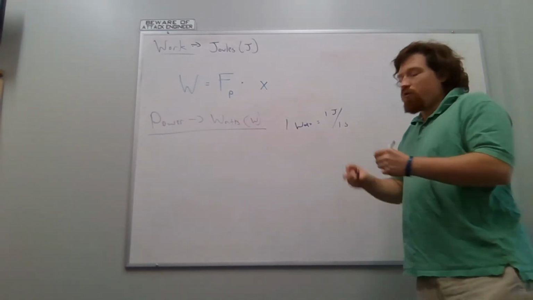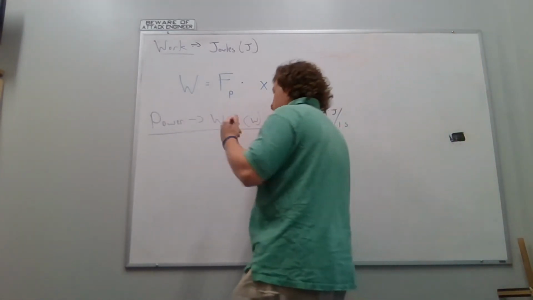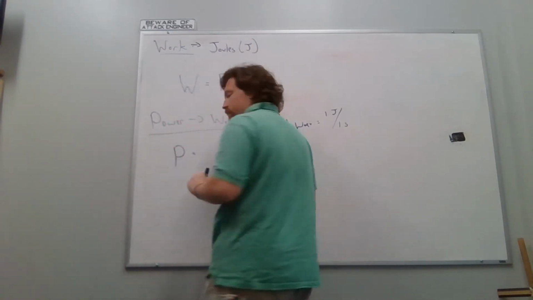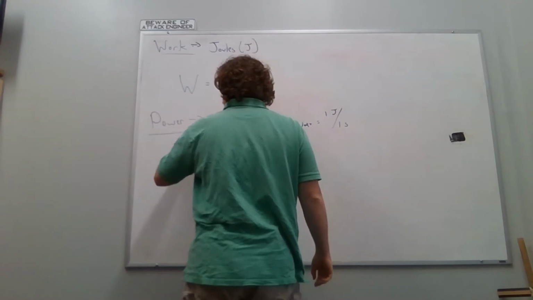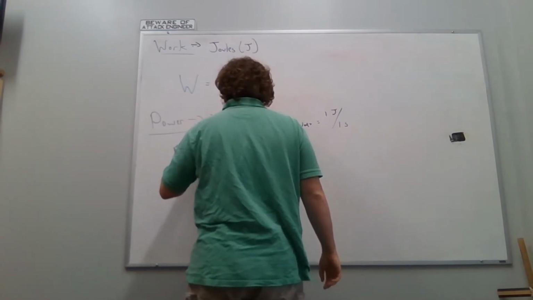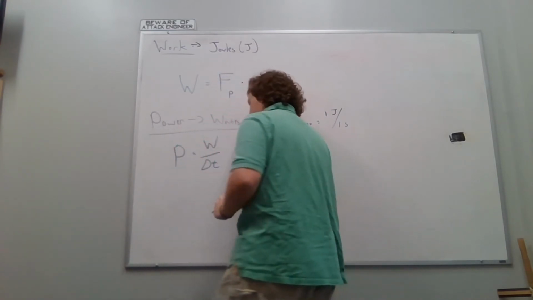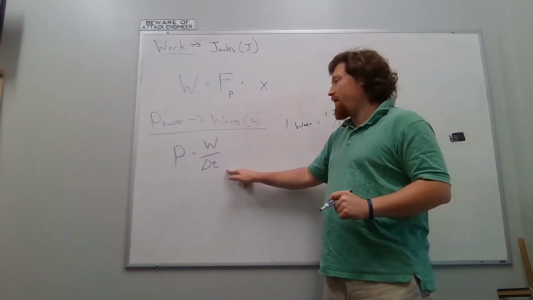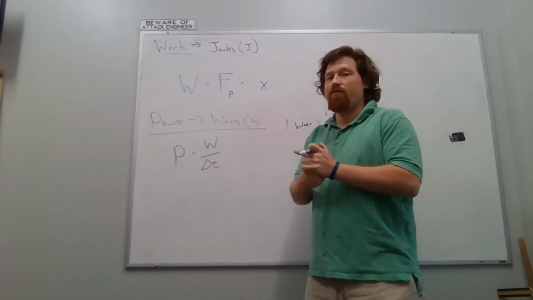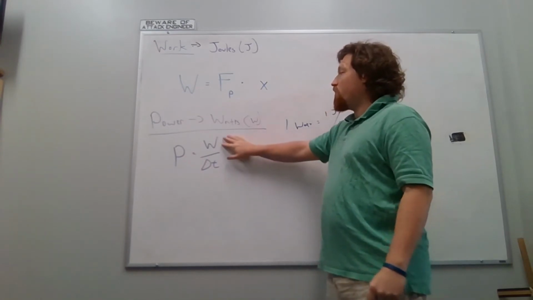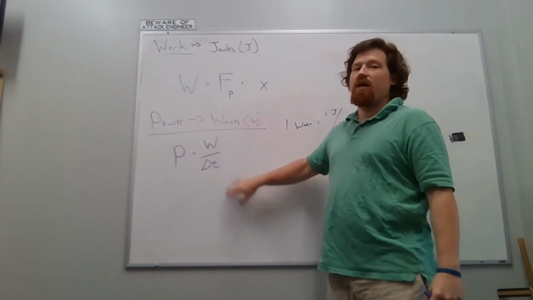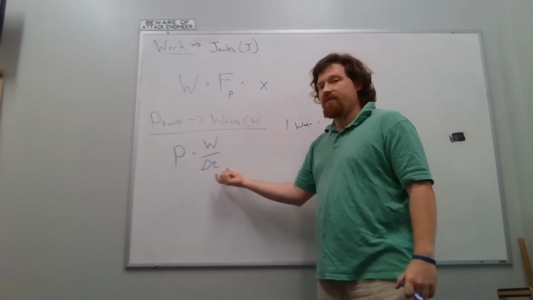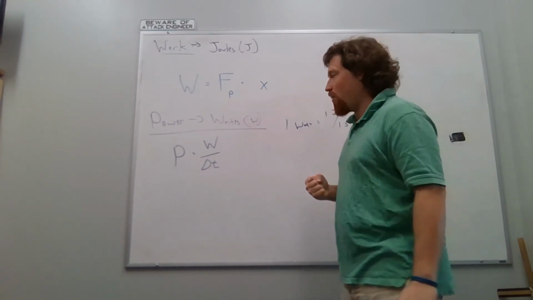There are two formulas for power that we can utilize. The first one says that power is equal to work divided by the time. You do a certain amount of work in a certain amount of time, and that tells you how powerful you were. If you do more work in the same amount of time, that's more power. If you do the same amount of work in less time, that's more power.